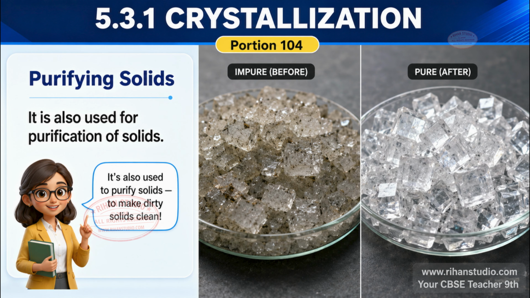Activity 5.3. Collect copper sulfate, also called blue vitriol. If it is unavailable, use common salt. Let us grow crystals. Collect copper sulfate. No copper sulfate? Common salt works too.